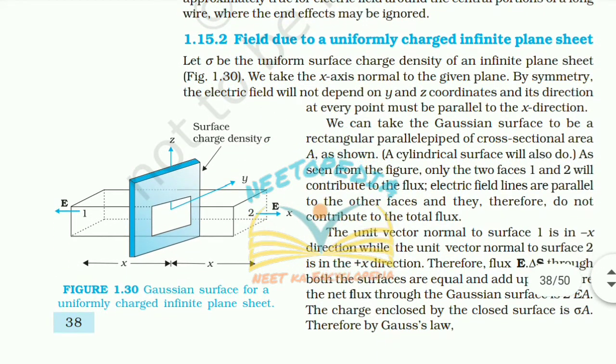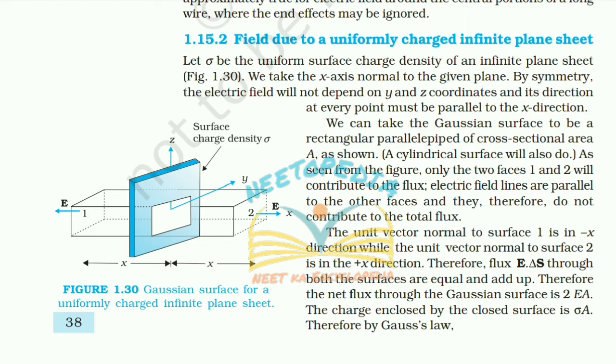1.15.2 Electric field due to uniformly charged infinite plane sheet. Let sigma be the uniform charge density of an infinite plane sheet. We take x-axis normal to the given plane. By symmetry, the electric field will not depend on y and z coordinates, and its direction at every point must be parallel to the x direction.